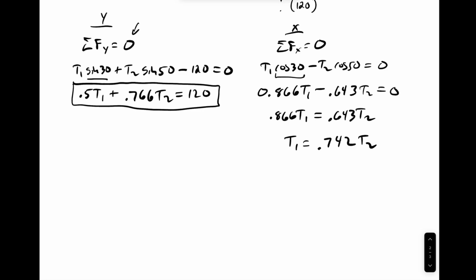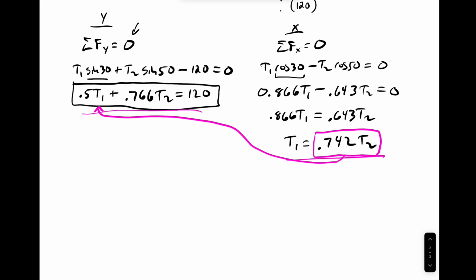I'm basically going to solve a system, right? I've got T1 and T2 unknown over here and T1 and T2 unknown over here. And in this case, I solved for T1. So I'm going to take this and I'm going to substitute that in for T1 right there, and then we can solve it. So I have, keep this in pink now, 0.5 times 0.742 T2 plus 0.766 T2 is equal to 120. Now when I add all this up, I get 1.137 T2 is equal to 120.